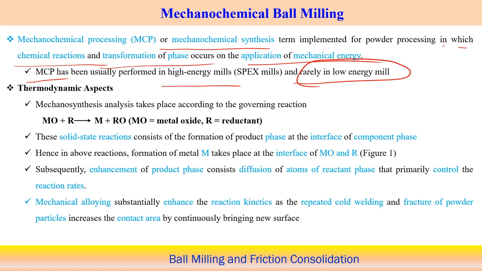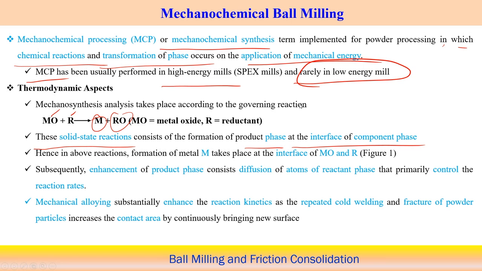But how does it work? We can say the mechanosynthesis takes the following very basic reaction process. One is, for example, the metallic oxide MO, and the reductant is R. They react to separate the metal part, M, and the other product is RO. So here you see that this is a solid state reaction, which consists of the product phase at the interface of the component phase.